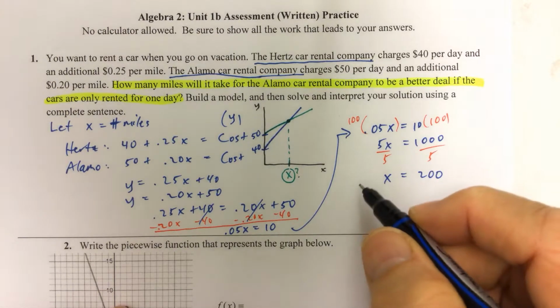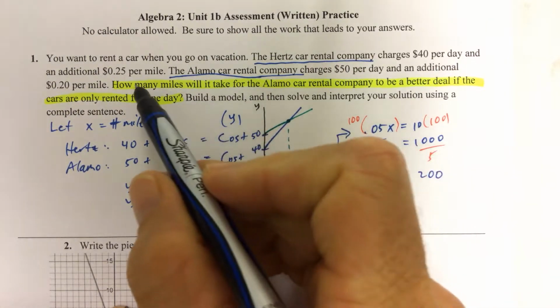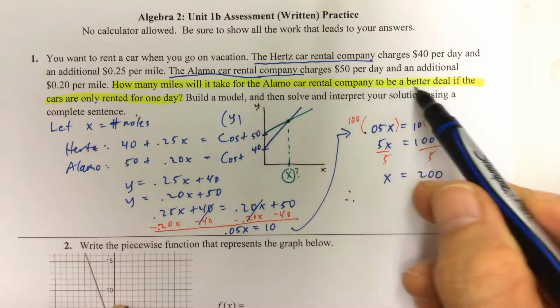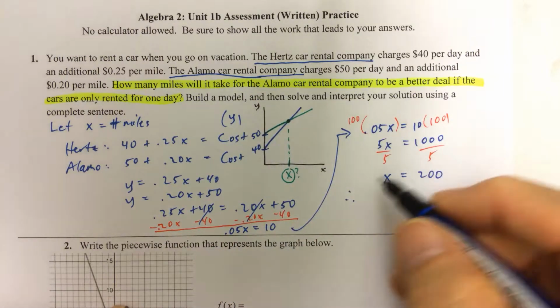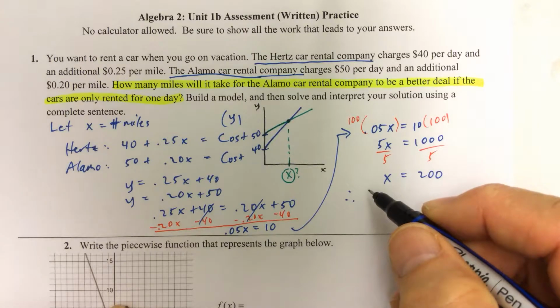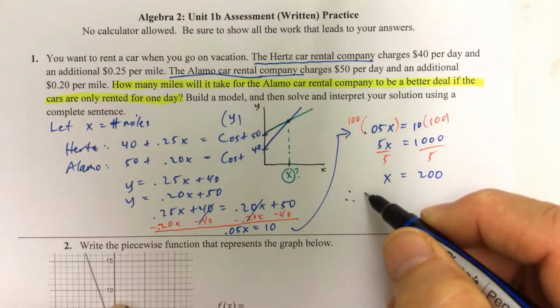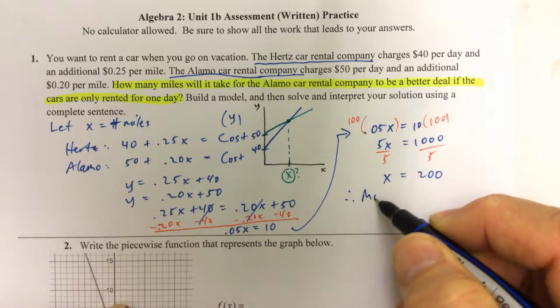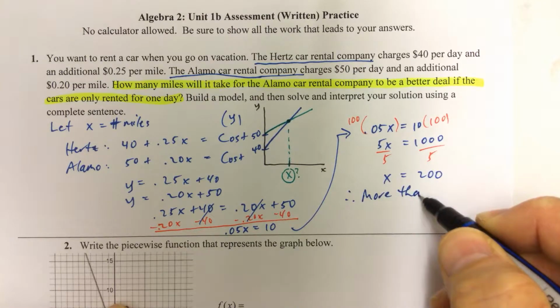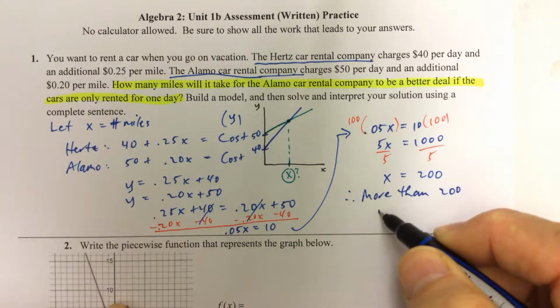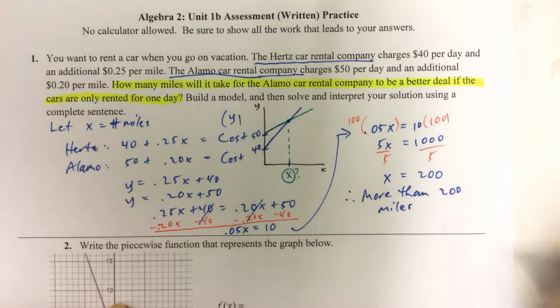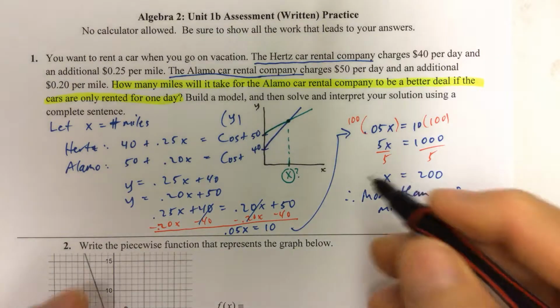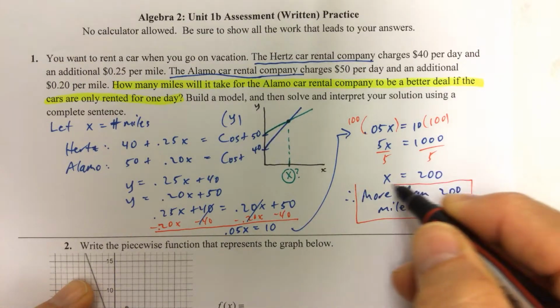And so therefore, how many miles will it take for the Alamo car rental company to be a better deal? Over 200 miles. How many miles? So we would say more than 200 miles. That's how we interpret that. Let's put a red box around that. That's it.